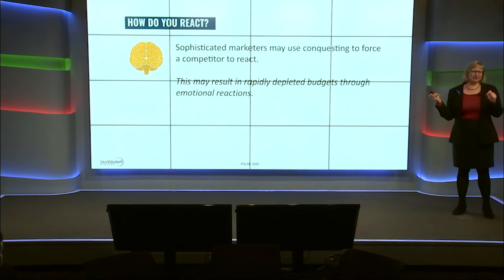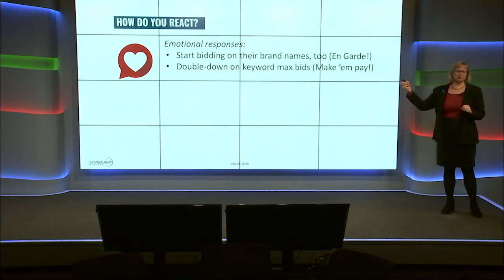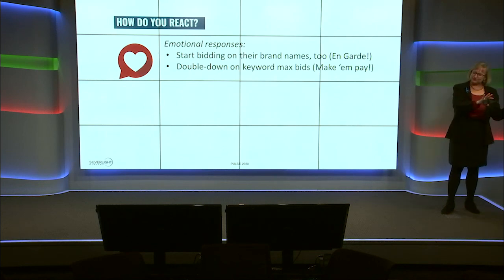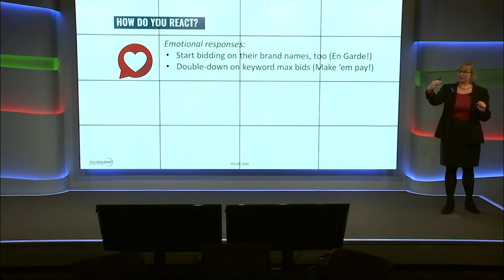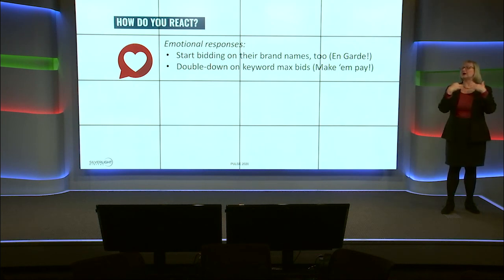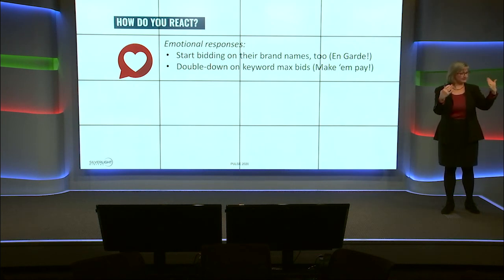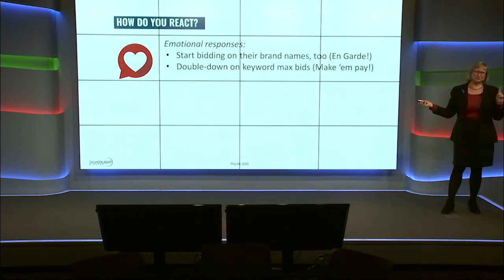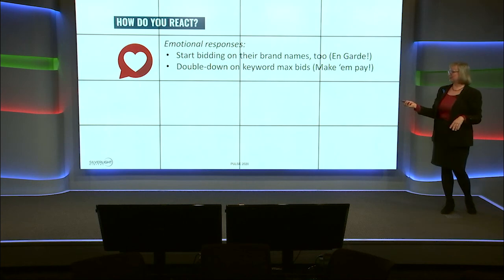So be careful of quick emotional responses, because some of those could mean you immediately start bidding on their brand terms, right? They're going to do it to you. You're going to do it to them. On guard. Or another thing that you can do is double down on your max bids, right? So that if they're going to come in and bid on your term, you're going to make them pay for it. You're going to say, fine, I'm going to bid $8 for my own brand term, CPC, and that's going to cause them to pay $10 or $12 because, after all, it is an auction marketplace. So those are emotional reactions that I don't recommend, something to be aware of.